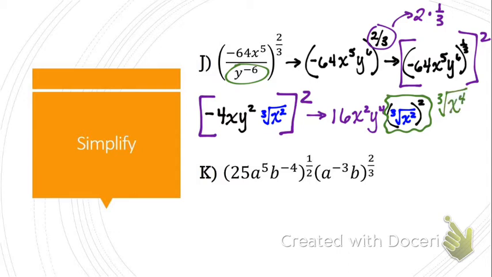Will that simplify at all? Yes. What can I do with that? I can take one more x out. So what will my final answer look like then? 16 x to the 3rd, y to the 4th, cubed root of x. Yes. 16x cubed, y to the 4th, cubed root of x. That would be my final answer there.